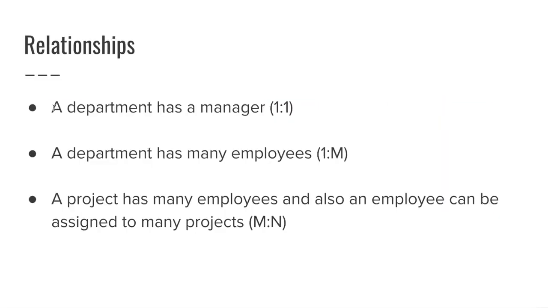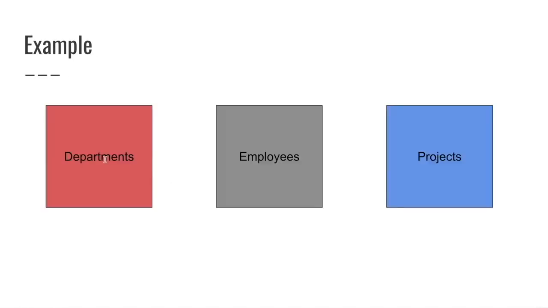So this is one of the very common examples. Let's say you have these three entities. You have departments, and you have employees, and also you have projects. Let's see what the relationships are between departments, employees, and projects. One of the relationships that we are going to map is: a department has a manager. That manager is also included in the employees, right?